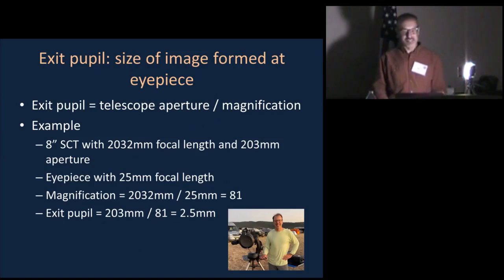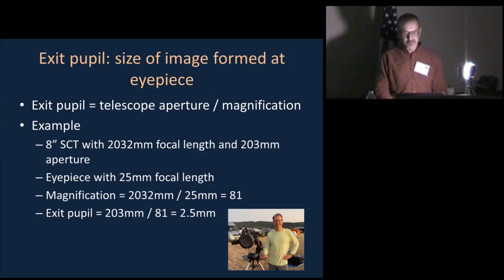So I'm going to stay with that same example that I had before. Consider that 8-inch SCT that I mentioned before. We still have that 2032 millimeter focal length, and we have that 25 millimeter eyepiece in there. If you do the math, the magnification worked out to be 81x. But then to calculate the exit pupil, I take that aperture, 203 millimeters, and divide it by that magnification, 81, and I get 2.5 millimeters. So now that image is 2.5 millimeters.